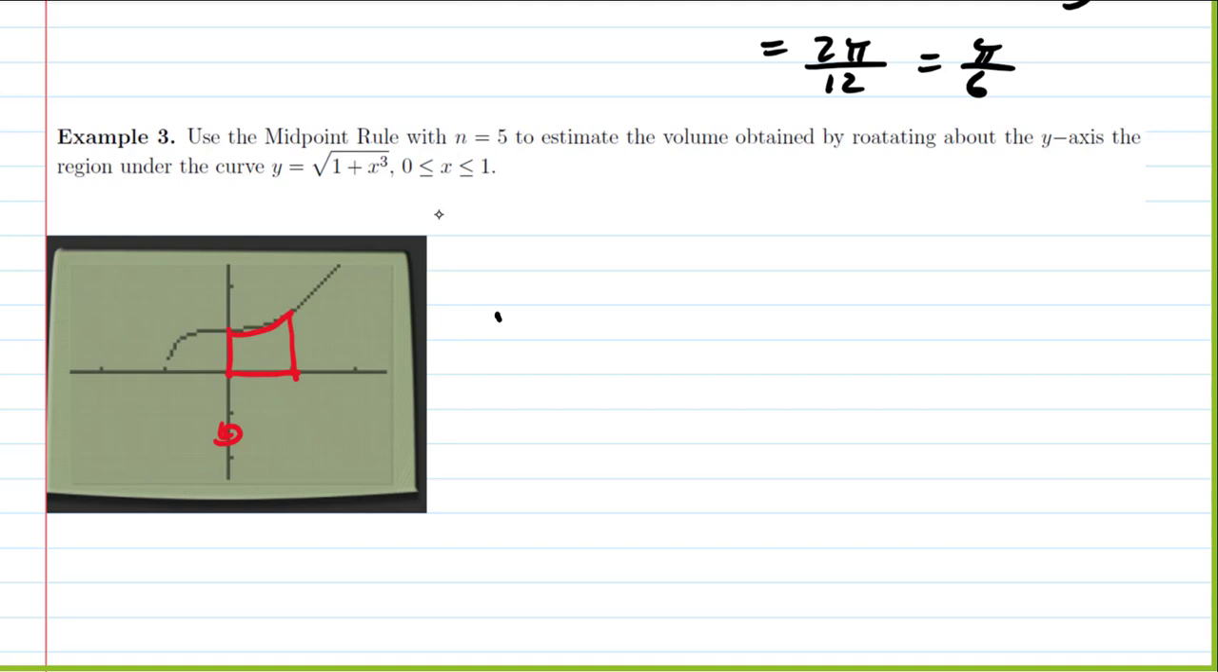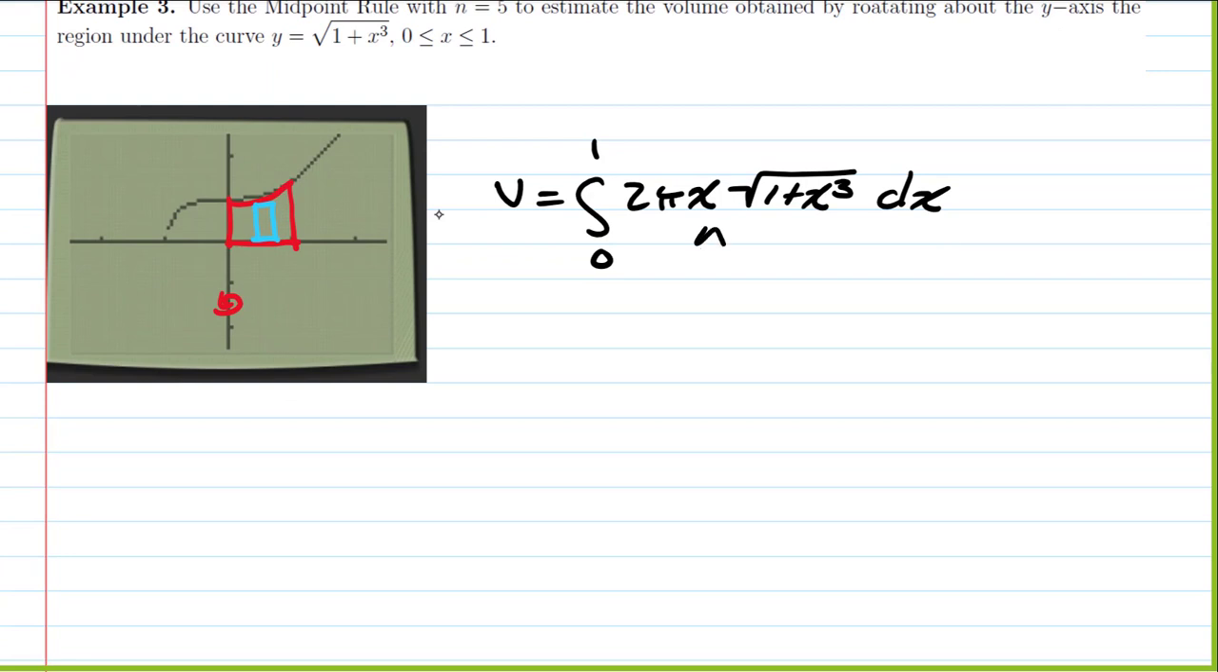So our volume is going to be the integral from 0 to 1. We have our approximating rectangle going this way, so it's going to be 2 pi x times f of x. So that's going to be the square root of 1 plus x cubed dx. So we want to integrate this, but as we mentioned, we could try a u substitution on the radicand, but the derivative of x cubed is 3x squared. Turns out that this does not have an elementary antiderivative.